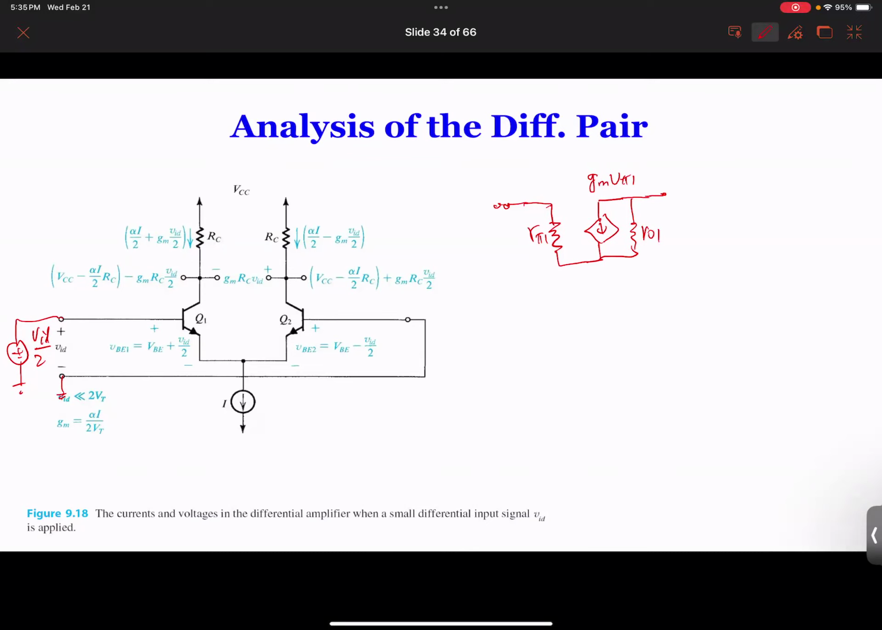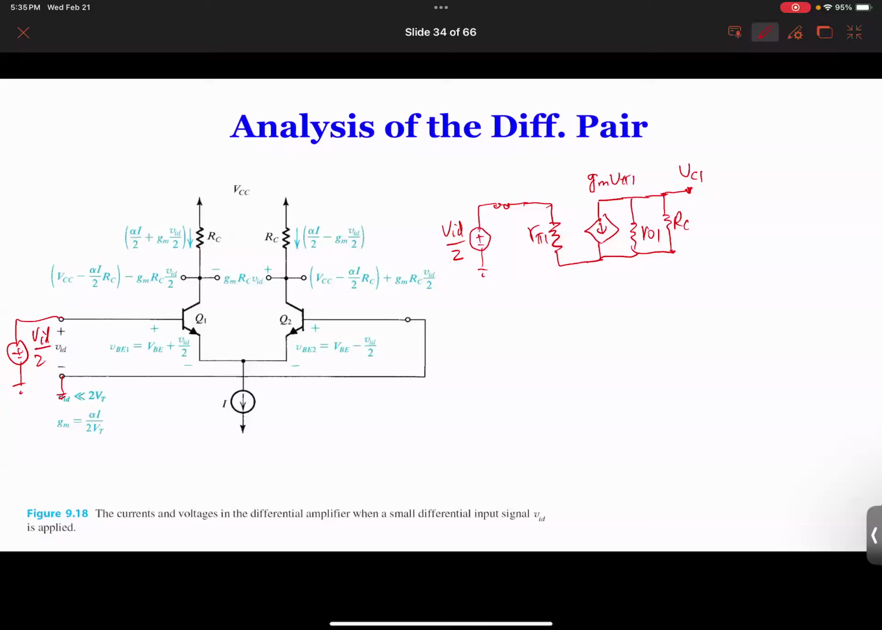And on this side, now look at what is connected to the base of Q1. It's the 1/2 VID, right? And what is the collector connected to? RC, right? Okay. So here we're going to have VC1. That's your output.